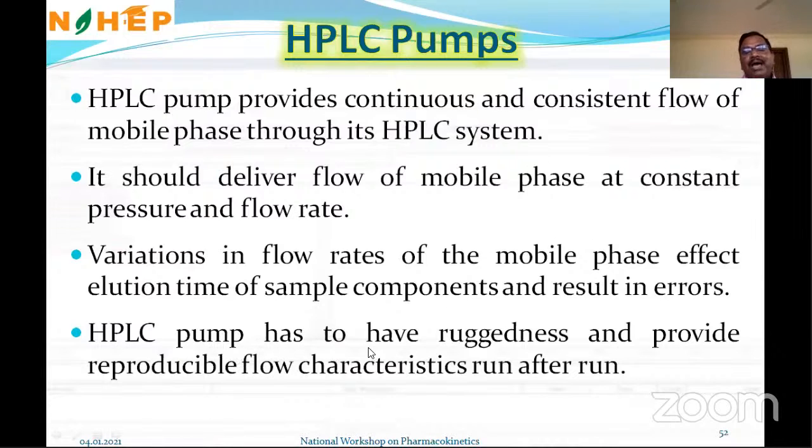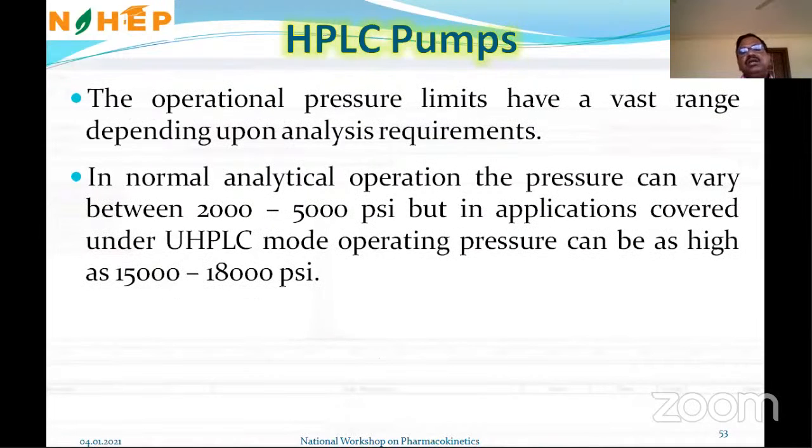So an HPLC pump has to have ruggedness and provide reproducible flow characteristics run after run. The operational pressure limits have a vast range depending upon analysis requirements. In a normal analytical operation, the pressure can vary between 2000 to 5000 pounds per square inch, but in applications covered under ultra high pressure liquid chromatography mode, operating pressure can be as high as 15,000 to 18,000 psi.